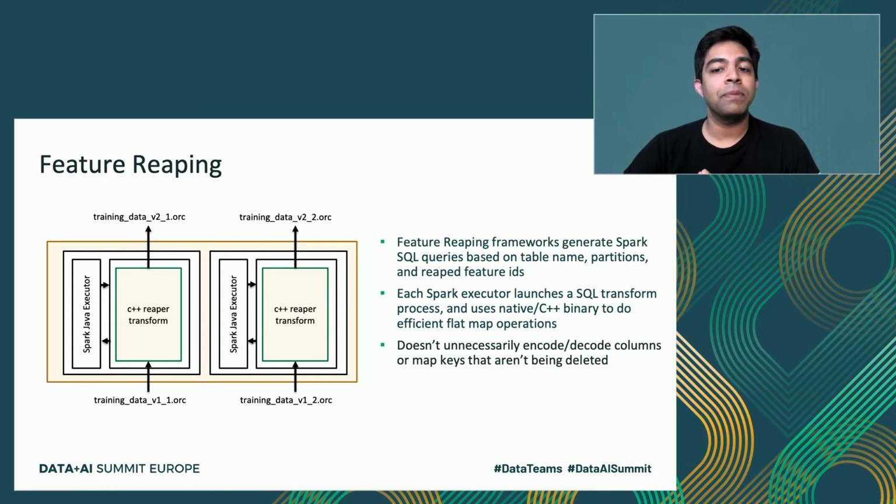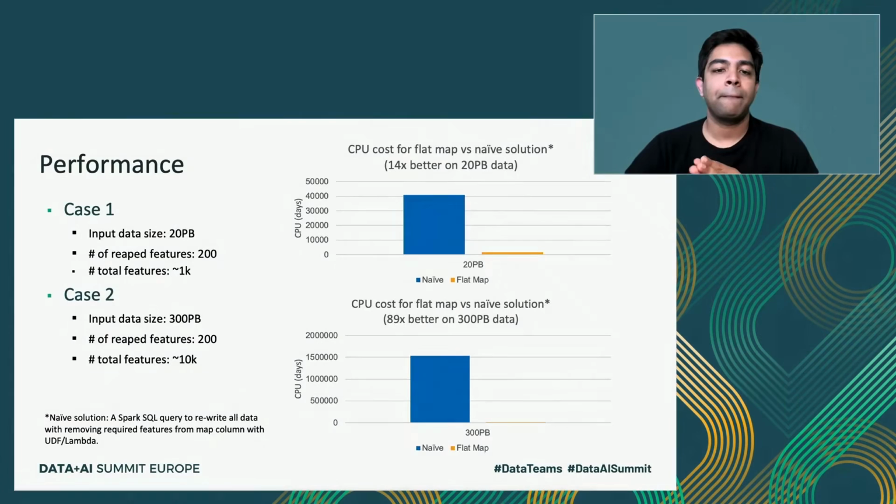Now, for each reaping query, Spark Executor launches a sidecar SQL transform process that uses a native C++ binary to do these efficient FlatMap operations. This is on the data path. On the control path, the Spark Executor is now responsible for atomically committing the data to the partition. This allows us to not unnecessarily encode or decode columns or map keys that aren't being touched, which makes it extremely efficient.